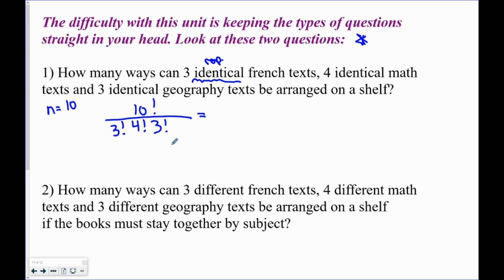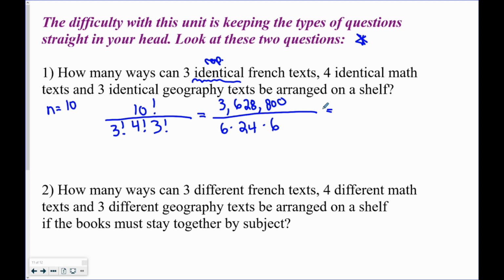So the 10 factorial, might as well write it out, is 3,628,800. Very nice number. 3 factorial is 6. 4 factorial is 24. Remember, I recommend that you memorize those ones. So there you go, a little bit of intermediate work.